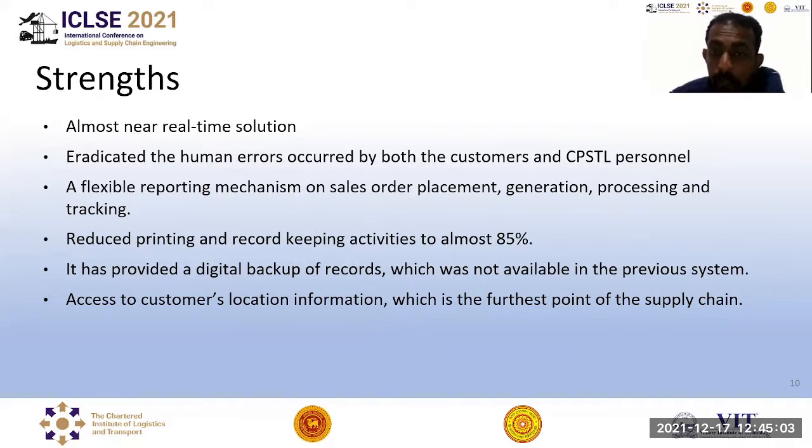So we have got digital backup of records. Say previously, if the hard copy is missing, you will not have access to the order placed by the dealer, but in this new system, we'll be having digital backups of the information of the times, places, and all the mobile numbers which have placed the orders, a sort of digital library. So access to customers' location information. Say the biggest thing we have done is we have extended our information system to all the corners of the island, so that we have gained access to the storage information of the filling stations in the country.